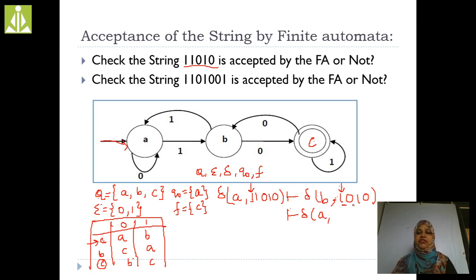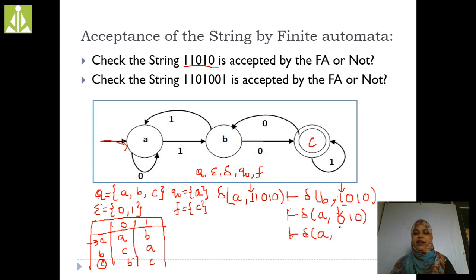What is the remaining string? 0 1 0. So the remaining string is 0 1 0. Now what is our current input? It is 0. A on 0 is A. Delta of A on 0 is A.